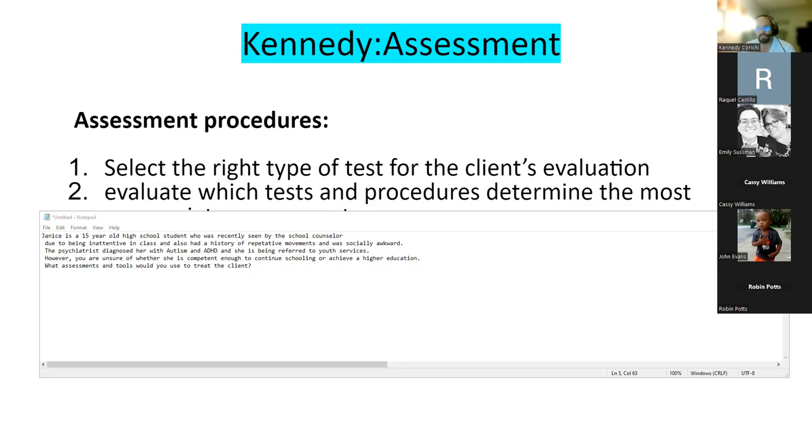Rose, I think, brought a good question up. What are the areas of her strength? So my question for Rose would be, what tests would you use to measure her areas of strength?